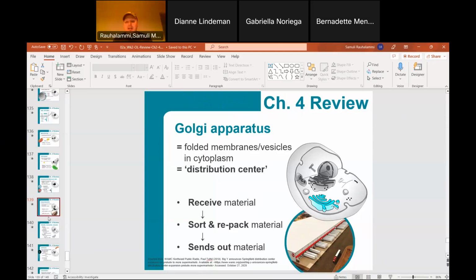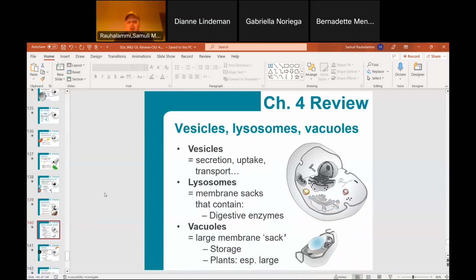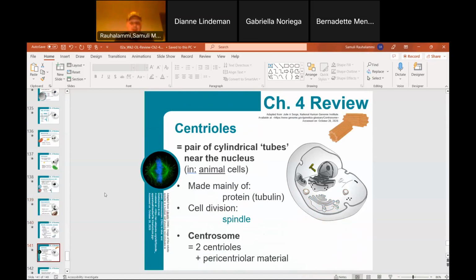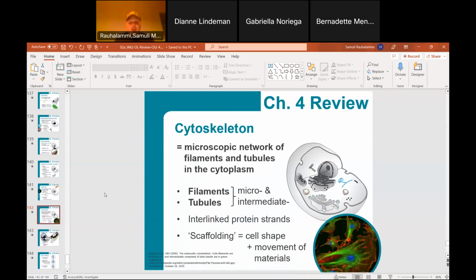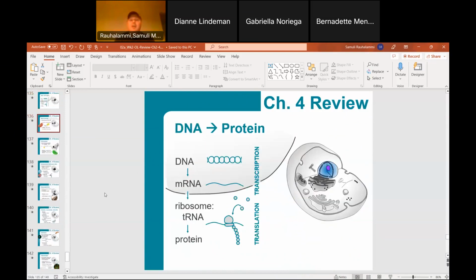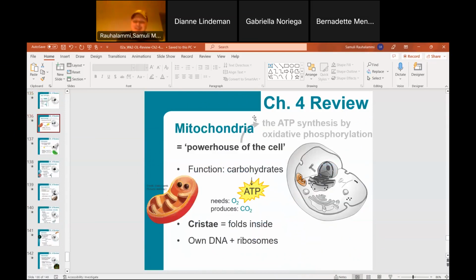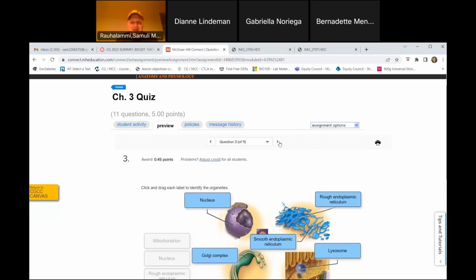I won't spend time on that now, but we're seeing here the Golgi apparatus. We saw the vesicles, we just talked about those. We talked about centrioles, and I'm sure I have some information about mitochondria there too. Jumping back to the quiz, because I realize I'm a little bit over the time, I want to keep going through it.